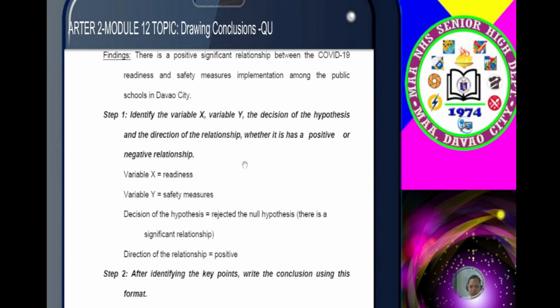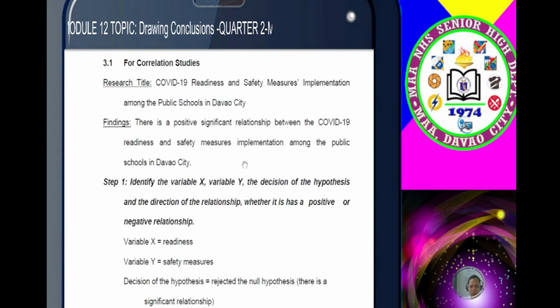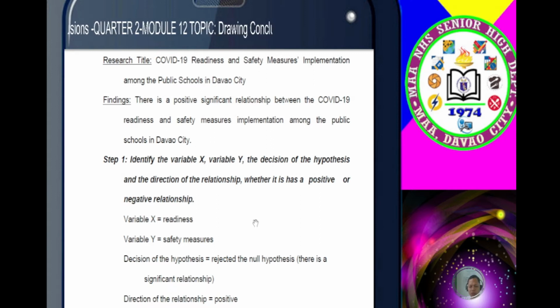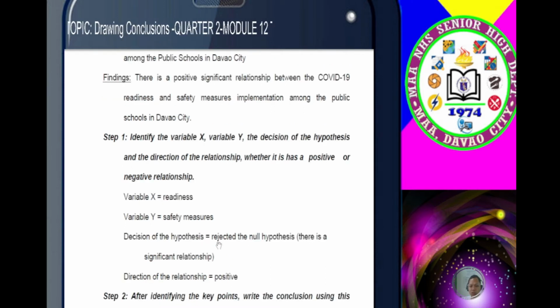Okay, let's have another. Let's have this: COVID-19 readiness and safety measures implementation among public schools in Davao City. So findings: there's a positive significant relationship between COVID-19 readiness and safety measures implementation among public schools in Davao City. So let's identify first our variable X and variable Y. Our variable X here is readiness. Variable Y is safety measures. Our decision here is to reject the null hypothesis because we have a positive relationship between these variables.